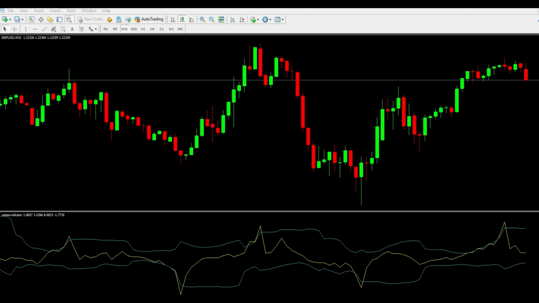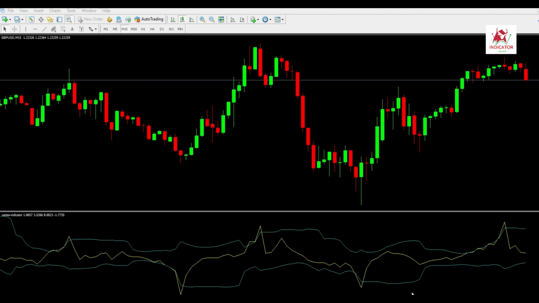What is the vortex indicator, VI? A vortex indicator, VI, is an indicator composed of two lines, an uptrend line, VI plus, and a downtrend line, VI minus. These lines are typically colored green and red respectively. A vortex indicator is used to spot trend reversals and confirm current trends.